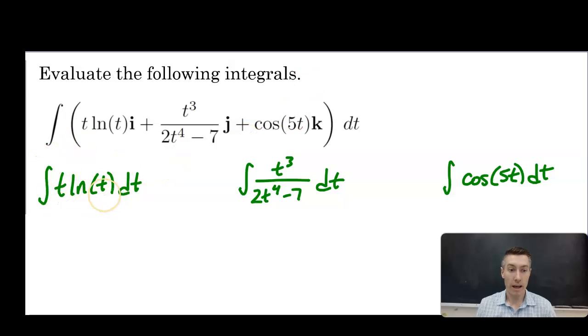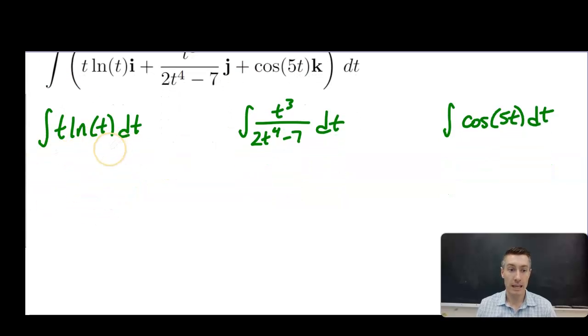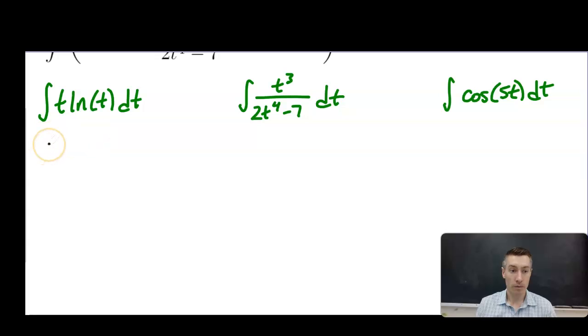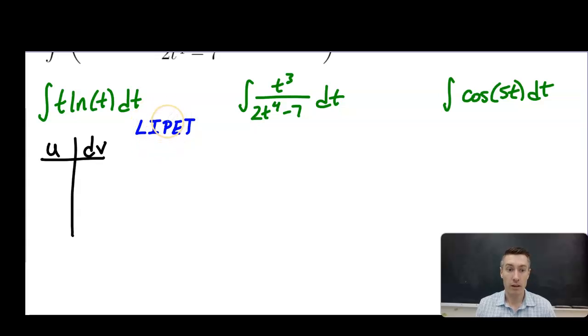So to evaluate our first integral, t natural log of t, that's going to require integration by parts. I like to do this in a table setup, a u and a dv. The acronym that I like to use for integration by parts is LIPET. So logarithmic, inverse trig, polynomial or polynomial-like, so square root of x, for instance, would fall under that category, exponential, and trigonometric. And you work your way across, whichever one comes first is the function that you put in the differentiation column, our u, and then the other part goes in our integration column, our dv.